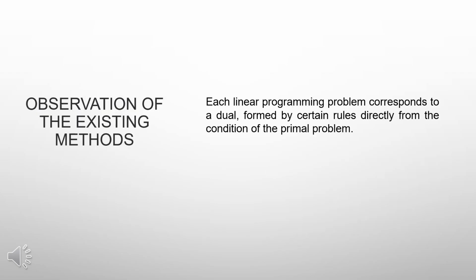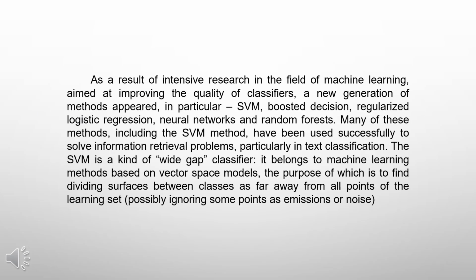Observation of the existing methods. Each linear programming problem corresponds to a dual, formed by certain rules directly from the condition of the primal problem. As a result of intensive research in the field of machine learning aimed at improving the quality of classifiers, a new generation of methods appeared. In particular, SVM, boosted decision trees, regularized logistic regression, neural networks, and random forests.